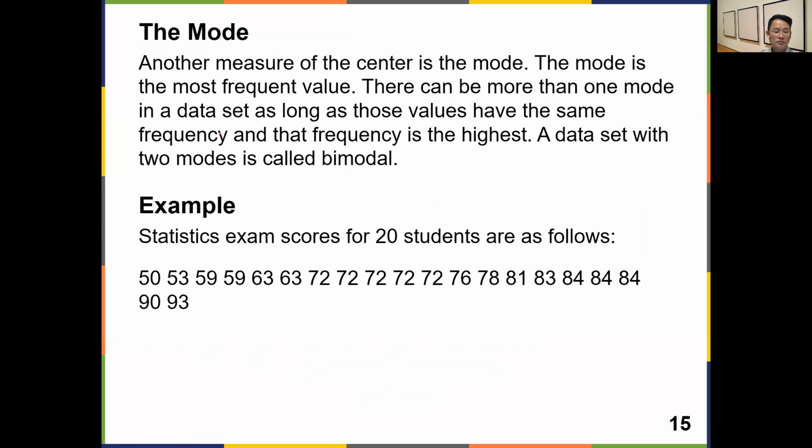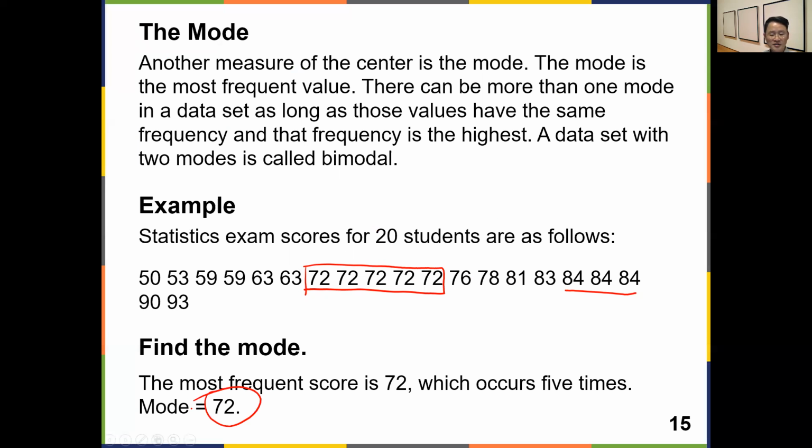Okay, so the mode in this case, let's say this is an exam result from 20 students, and it's nicely arranged from small to large. I guess 72 happens 5 times. I think it's more than all the others. 84 happened 3 times. So in this case, the mode is going to be 72 because it happens the most in the data set. So these are pretty simple, right? The mean and the median and the mode, not difficult at all. Okay.